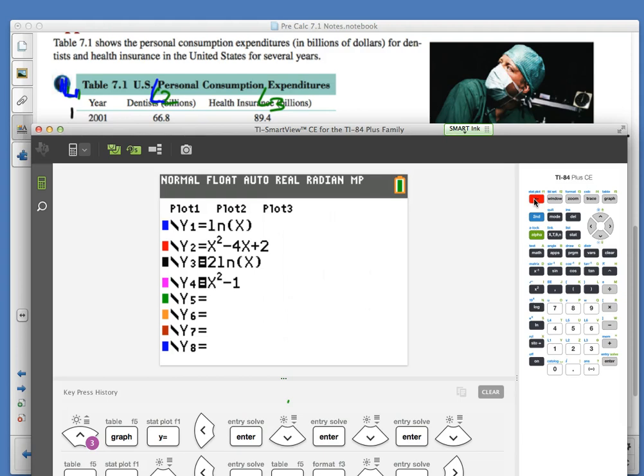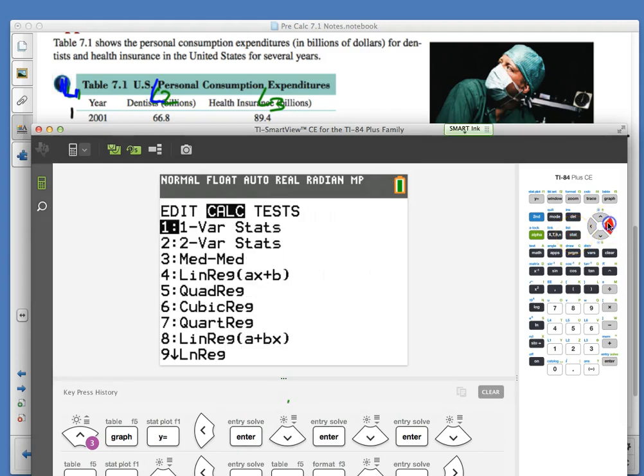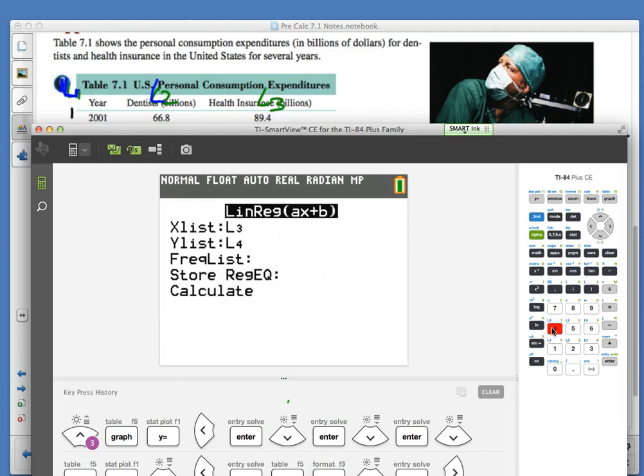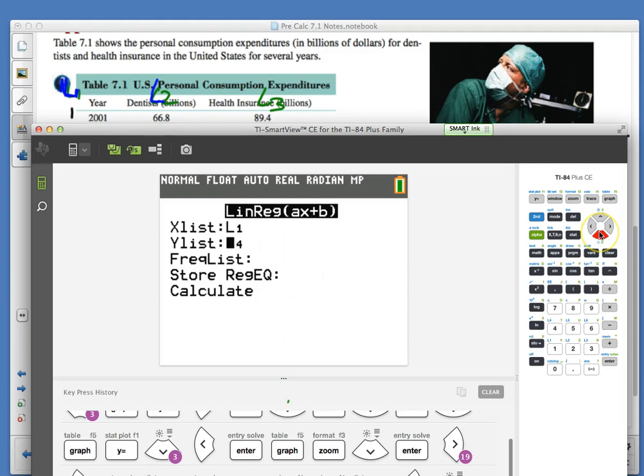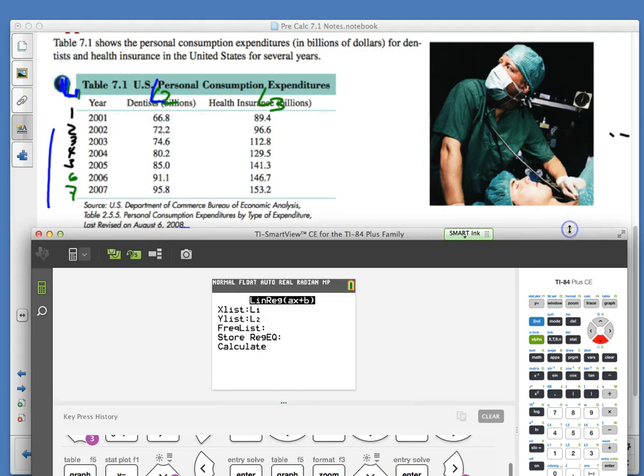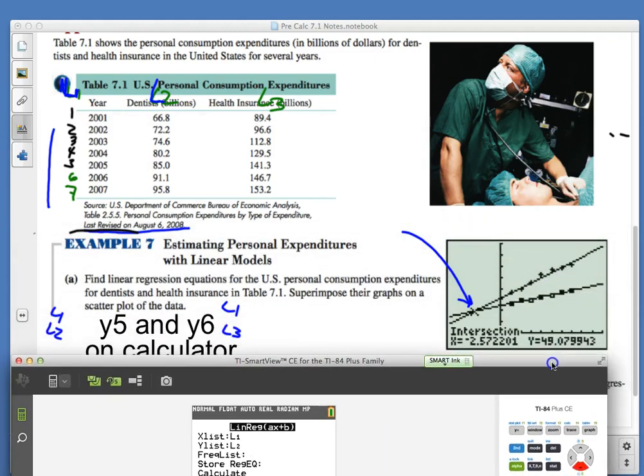Okay, let's go back to linear regression under stat. Calc. And I got number 4. Okay, second L1, thank you. Second L3 is what I want to do. L2, excuse me. Okay, I'm going to save this first one in Y5. Just going to double check to make sure that's where I have it. Yep.